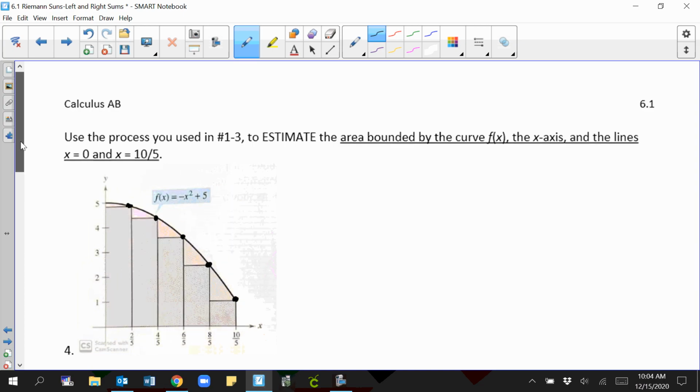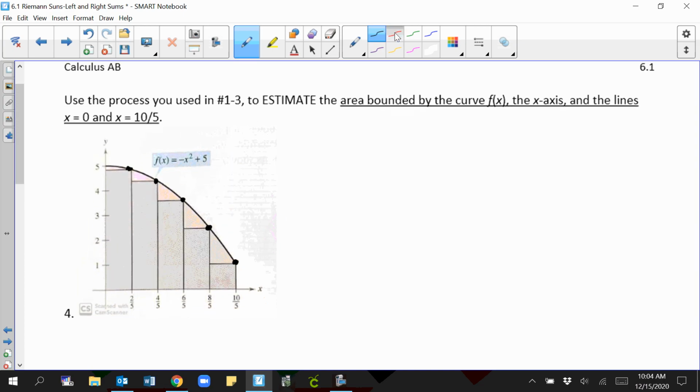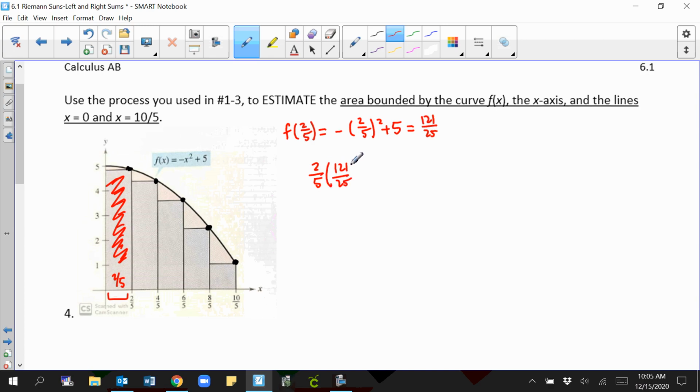What I'm going to do is take the area of all these rectangles and add them together. This first rectangle is from 0 to 2/5, so I'm going to do 2/5 times our height, which if we're looking at our curve, would just be f of 2/5. That is negative (2/5) squared plus 5, and when you simplify that down, you end up with 121 over 25. So the area for this first rectangle is 2/5 times 121 over 25.